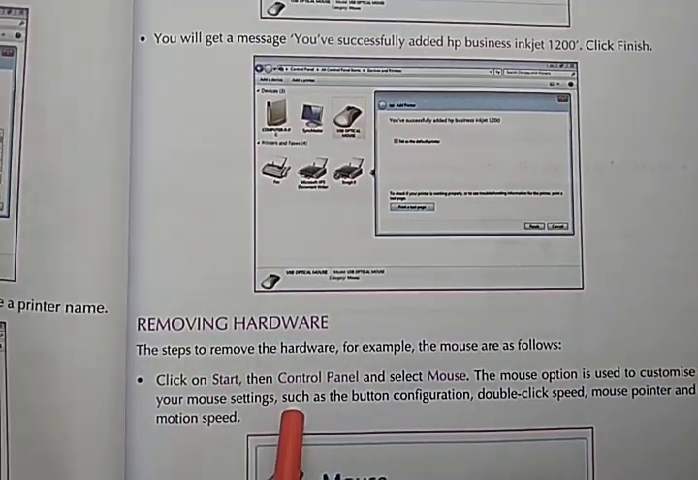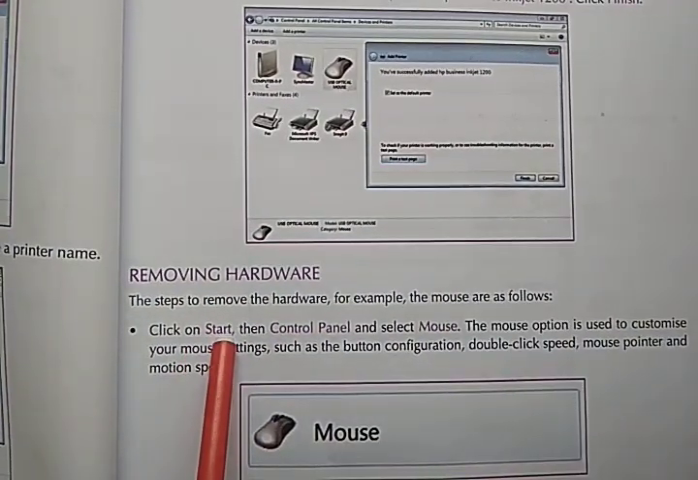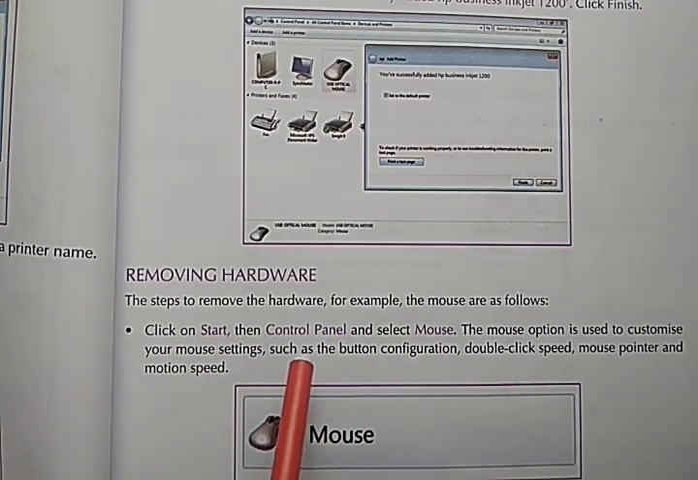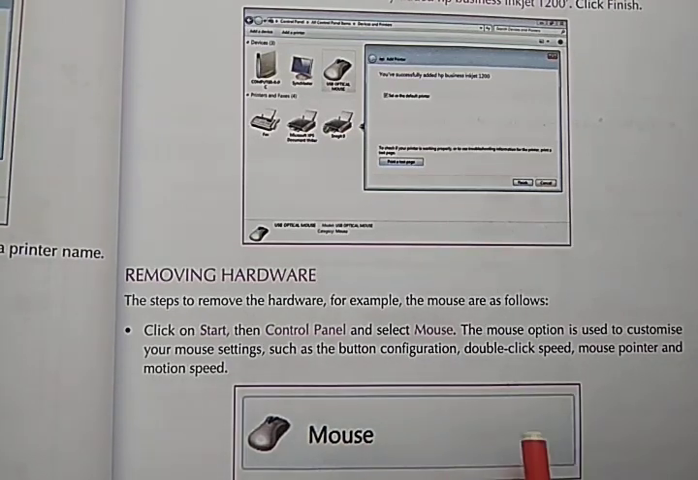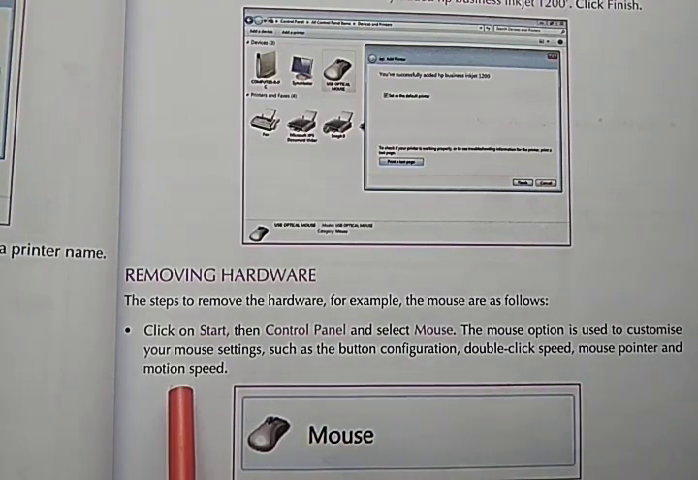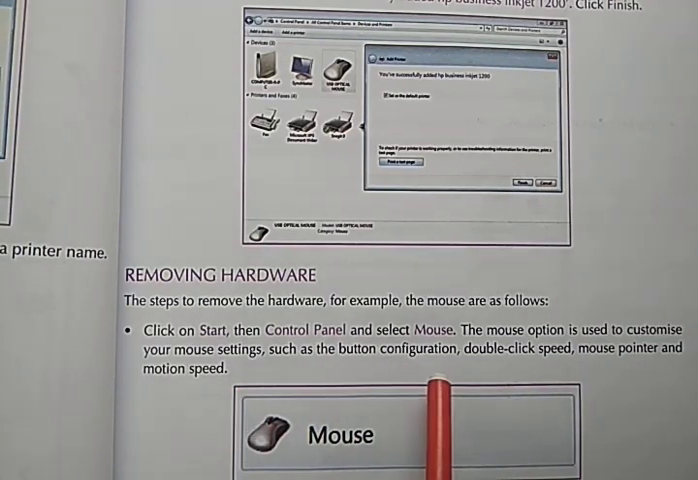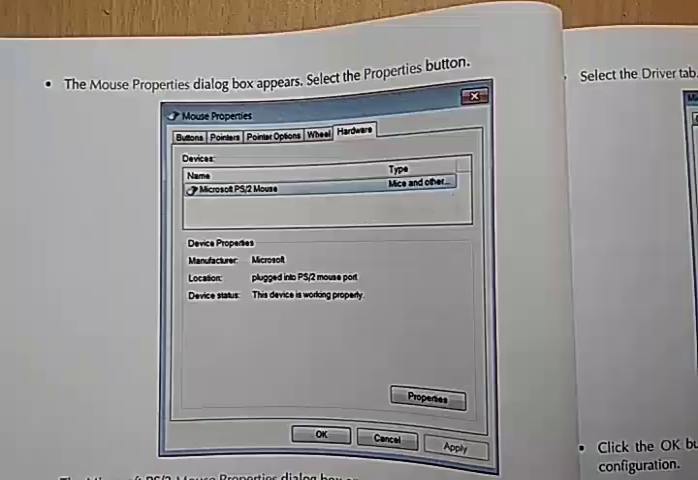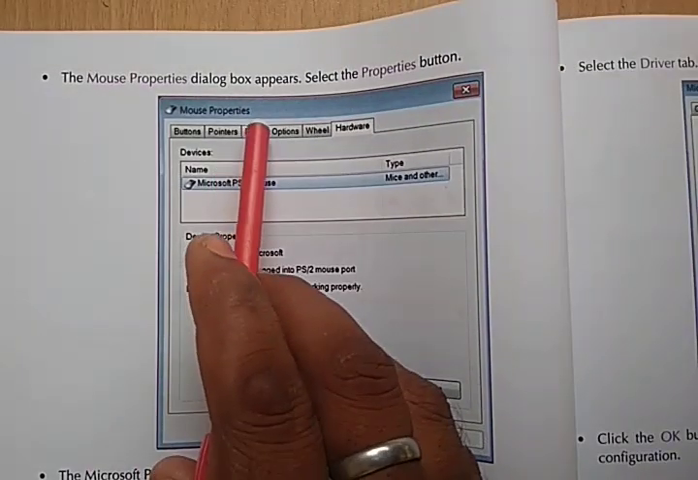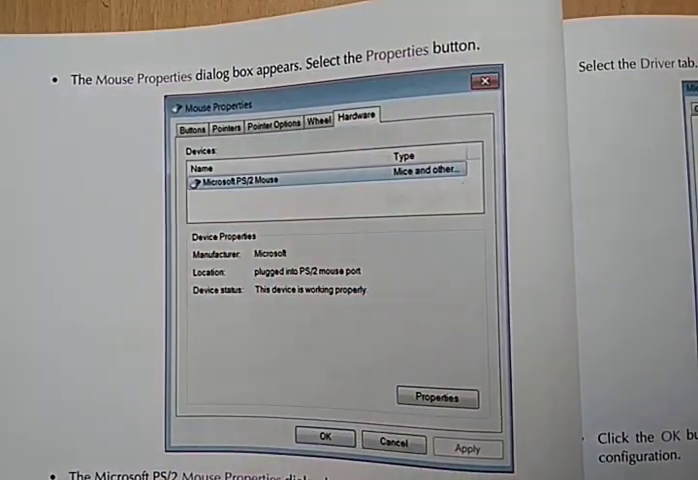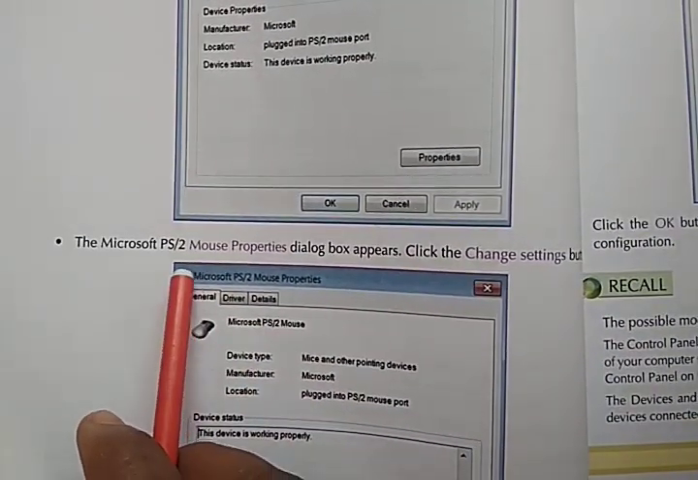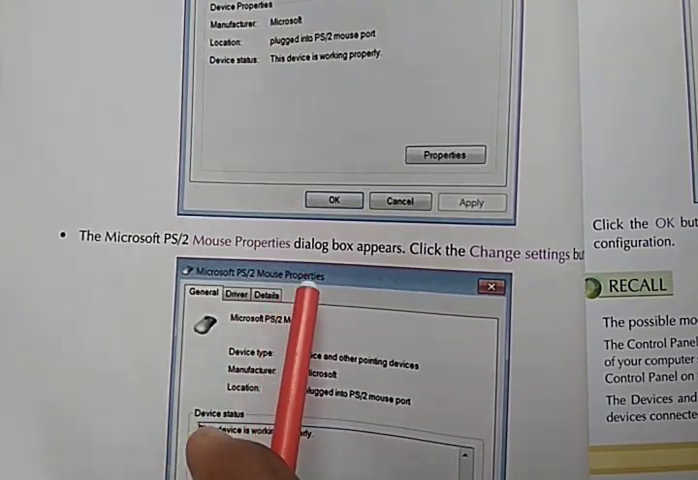After that, removing hardware. The steps to remove the hardware, for example the mouse, are as follows. Click on Start, then Control Panel and select Mouse. The Mouse option is used to customize your mouse settings such as the button configuration, double click speed, mouse pointer and motion speed. The Mouse Properties dialog box appears. Select the Properties button. Then the Microsoft PS/2 Mouse Properties dialog box appears.